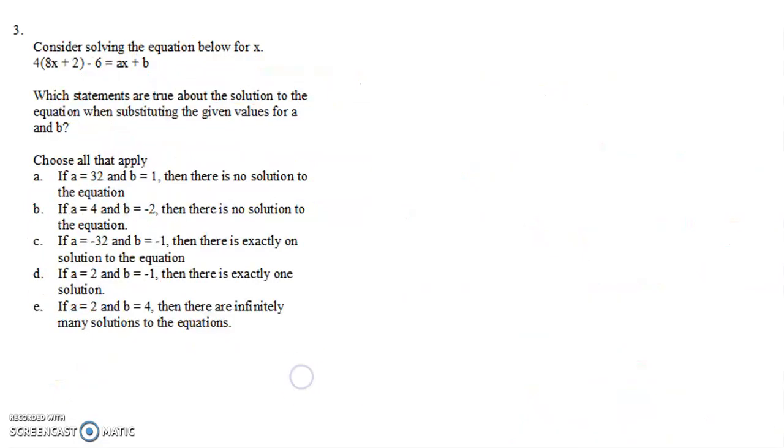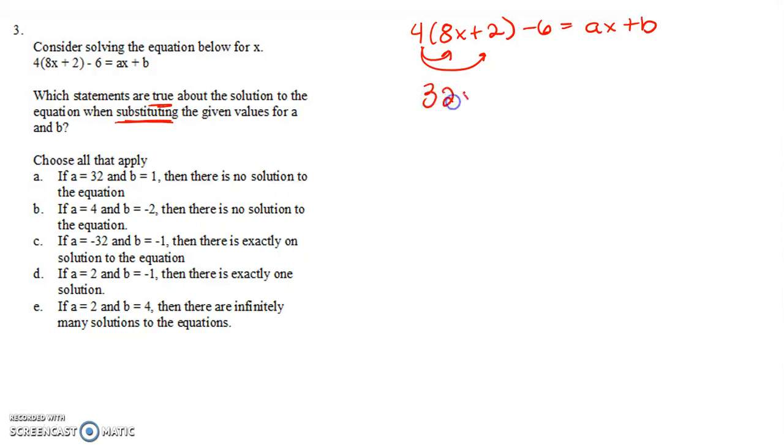A lot of work. Consider solving the equation below for x. 4 times quantity 8x plus 2 minus 6 equals ax plus b. Which statements are true about the solution to the equation when substituting the given values for a and b? So before I can substitute the given values for a and b, I am going to simplify my expression by using the distributive property, and then I'm going to combine my terms. Now I can go ahead and compare.